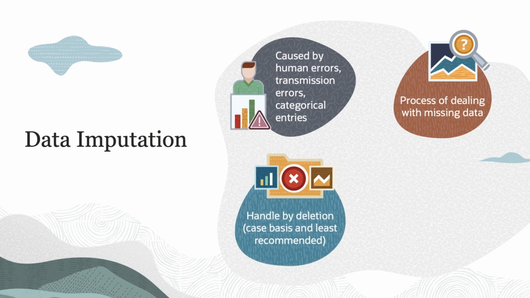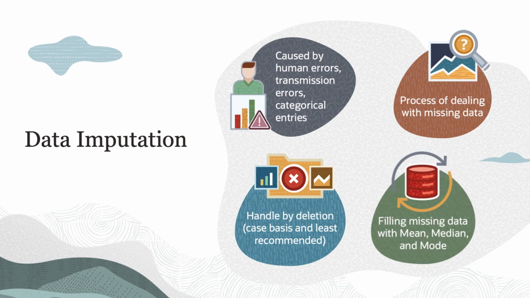This process depends on the data itself, but is usually achieved by either deleting the incomplete rows, which is least recommended, since it might lead to loss of valuable information. In that case, we fill the missing data with mean, median, or mode values for the entire feature column. For example, mode imputation might be a good candidate for categorical features.